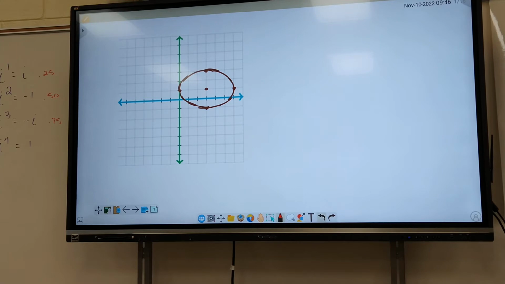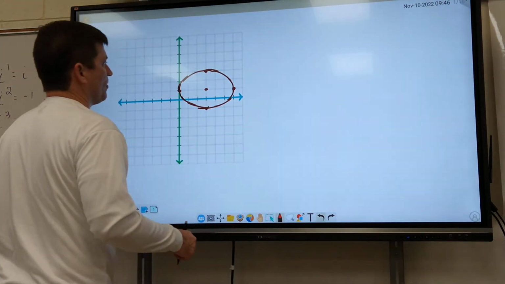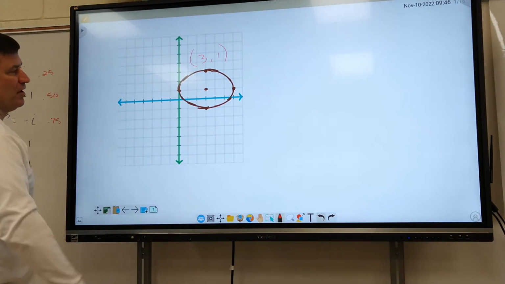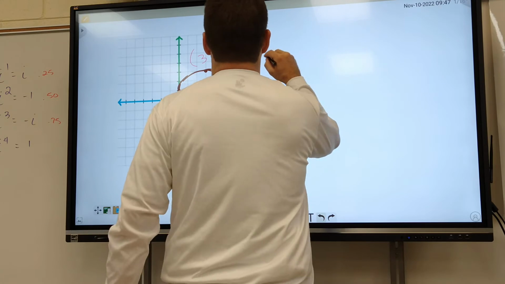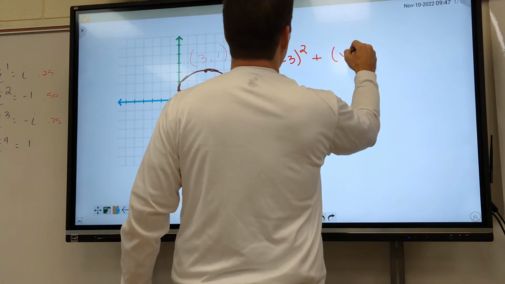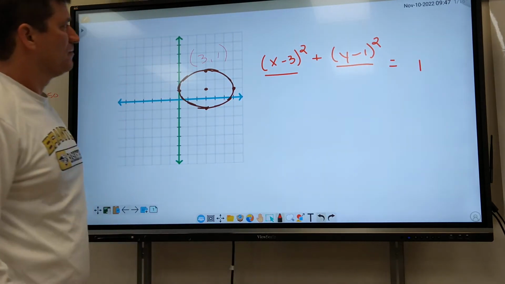Yeah, I know. All right, so again, we're going to start with our center. Our center is over 3 up 1. Right there in the center. So from there, I know it's going to be x minus 3 squared. And it's going to be y minus 1 squared. All right, so far it's really easy.